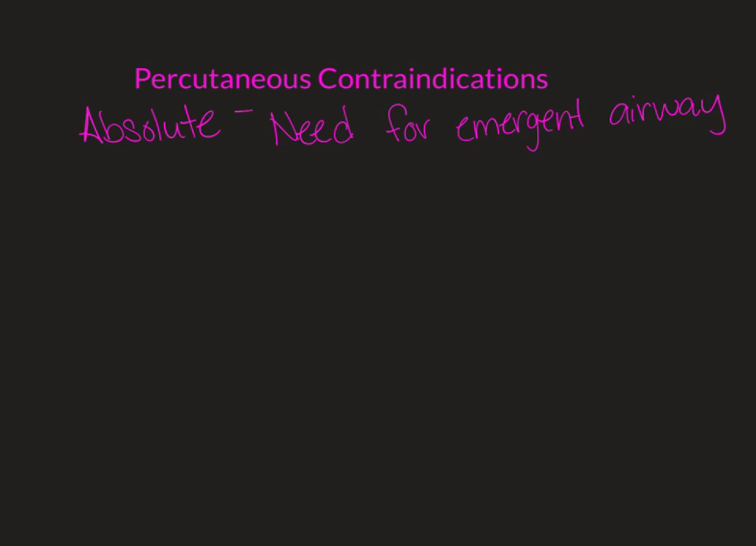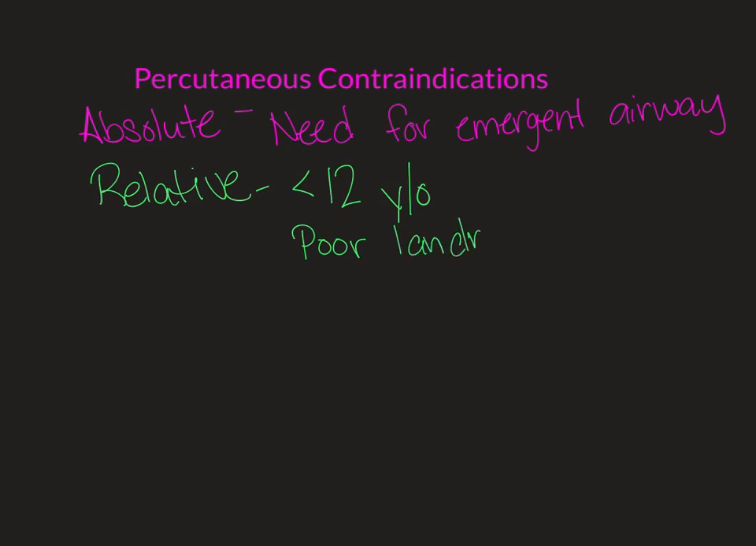Okay, so let's switch it up. So relative would be less than 12 years old. If they have poor landmarks. So some patients that may have poor landmarks would be your severely obese patients. If they're unable to palpate those tracheal rings and the cricoid cartilage and the landmarks that they use to mark, like you saw in that picture, if they can't feel them and they can't see them, they might want to err on the side of caution and take them to the OR.